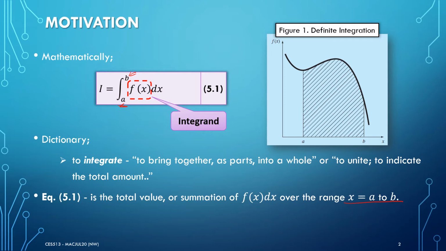Figure 1 here represents a graphical manifestation of the concept. For functions lying above the x-axis, the integral expressed by equation 5.1 corresponds to the area under the curve of f(x), so it corresponds to this area between a and b. The process represented here by equation 5.1 and figure 1 is called definite integration.